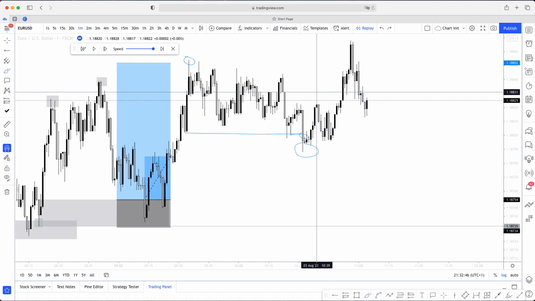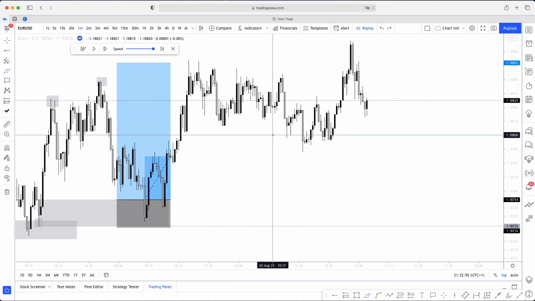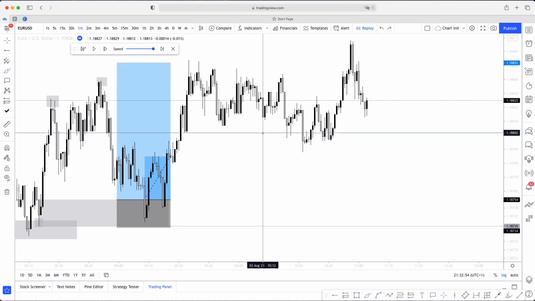So all it takes is a little bit of patience to help you determine whether you're going to follow the intent or not. The intent alone won't give you a high probability.